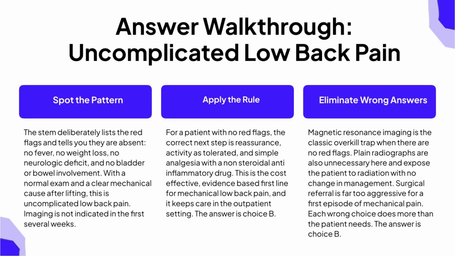Third, eliminate the wrong answers. Magnetic resonance imaging is the classic overkill trap when there are no red flags. Plain radiographs are also unnecessary and add radiation with no change in management. A spine surgeon referral is far too aggressive for a first episode. The correct answer is choice B.